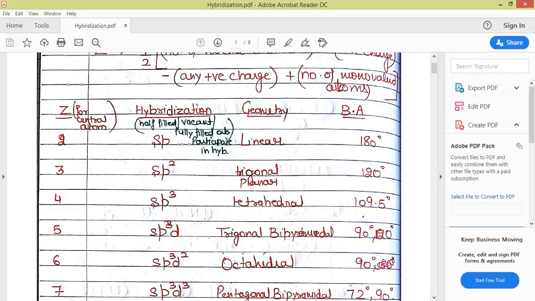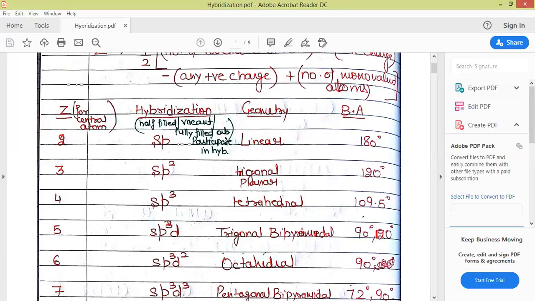And here one important point is that geometry is dependent upon the number of bond pairs and lone pairs. So whenever we are writing about the geometry based upon the hybridization, geometry is dependent upon the bond pairs plus lone pairs, while shape has to deal with only the bond pairs. Shape doesn't rely on the number of lone pairs. If the number of lone pairs in any molecule is 0, then shape and geometry are going to be the same.